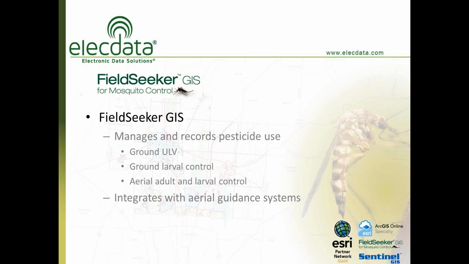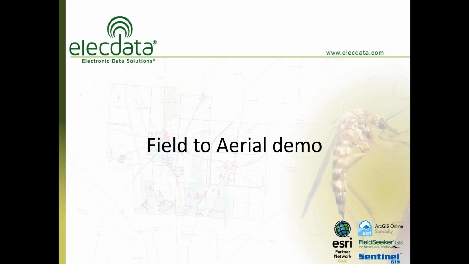FieldSeeker GIS now does integrate with aerial guidance systems, so we can, using FieldSeeker GIS software tools, provide spray areas or proposed treatment areas to pilots that they can use in their navigation systems, guidance systems for making those applications. And then that data can be brought back into FieldSeeker GIS. That's the portion we'll be demonstrating today. So with that short introduction, I want to actually switch quickly and begin to show our live demonstration of this technology.